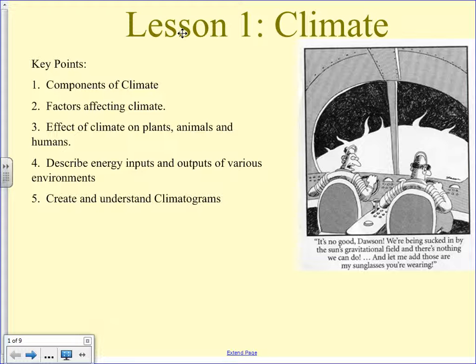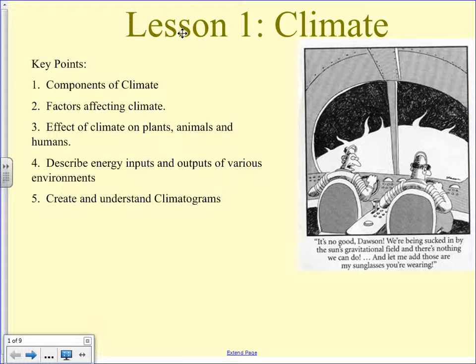We also want to look at the effect of climate on plants, animals, and humans. Look at energy inputs and outputs. What's the main energy input for basically every ecosystem on Earth? The sun. Everything on Earth, if it's natural, runs on solar power, runs on photosynthesis, in fact. If you're an animal, you either eat plants or you eat the animals that ate the plants, or the animals that ate the animals that ate the plants, however many links in the food chain there are. But inevitably, everything comes from the energy from the sun.